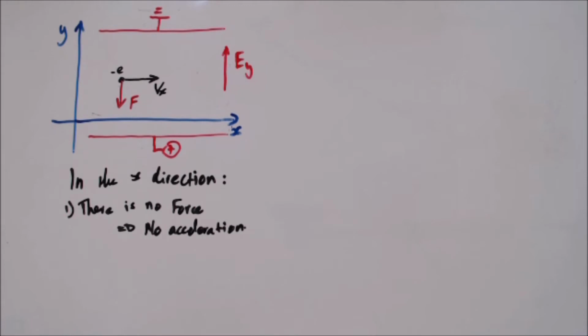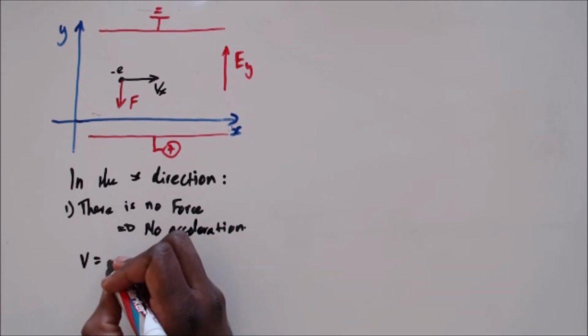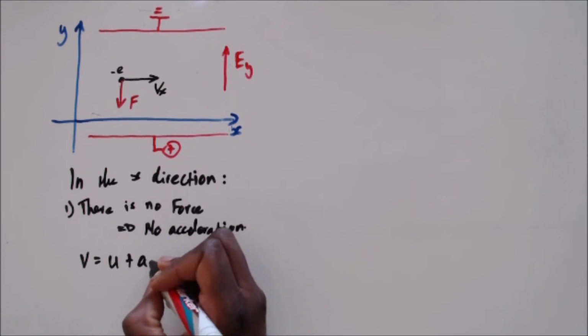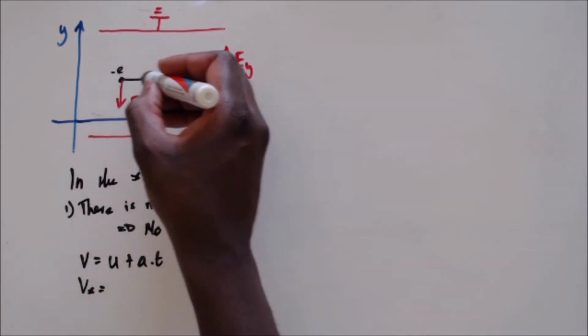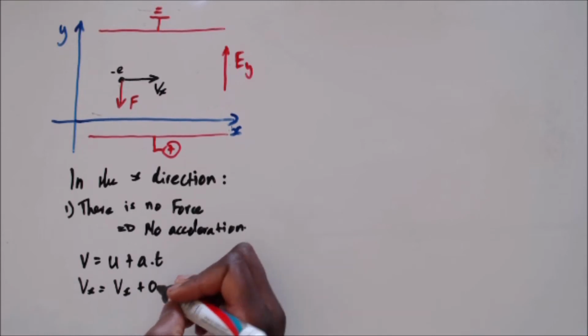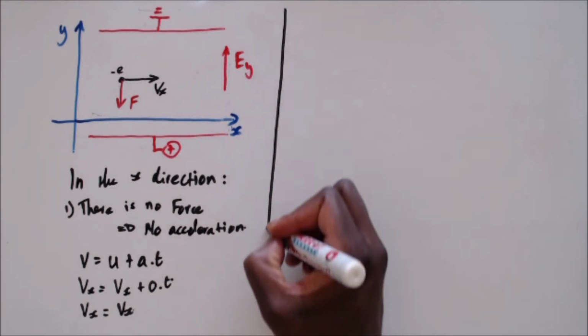Okay, so in the x direction, using the equation v is equal to u, the initial velocity, plus acceleration multiplied by time, what I can write is that vx is equal to the initial velocity in the x direction, which is Vx, plus 0 multiplied by t. So what we have is that Vx is simply equal to Vx. So the x direction has a velocity which is constant. Okay, so we've established that.